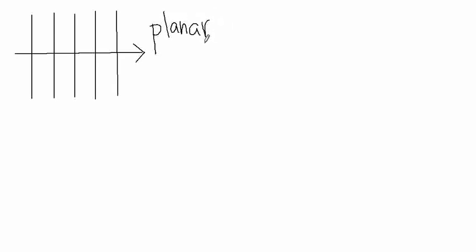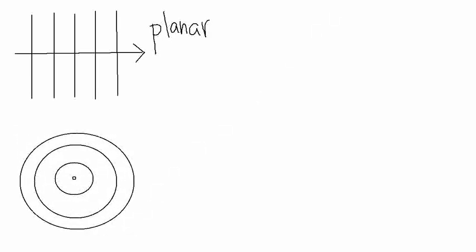So, planar waves. Now, another type of wave is circular waves emanating from a point. The circular waves are moving away from that point in every direction. Think about what happens on the surface of a lake when you drop a pebble into the water. That's an example of circular waves.